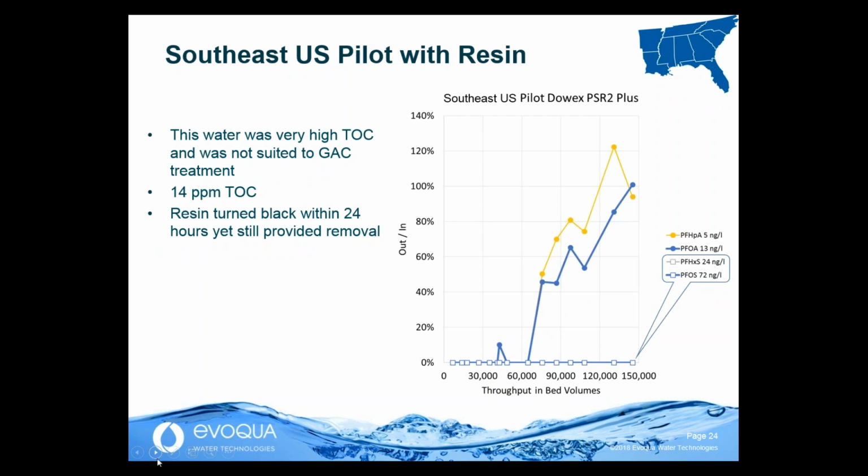Another pilot that we did, this is an interesting one in that this water had very high TOC. So it really wasn't suited to GAC very well. 14 ppm TOC is very high. As a matter of fact, it turned the resin black within the first day. But what's amazing is that you're still seeing really good removal. And you can see no breakthrough up to 150,000 bed volumes on the PFOS and the PFHxS. You did see the PFOA breaking through. Again, lower levels, and it keeps it all below the health advisory levels.